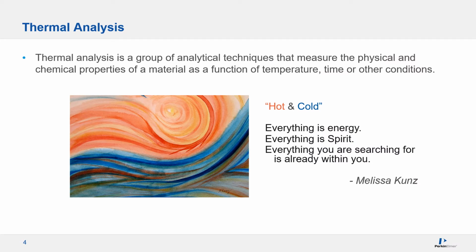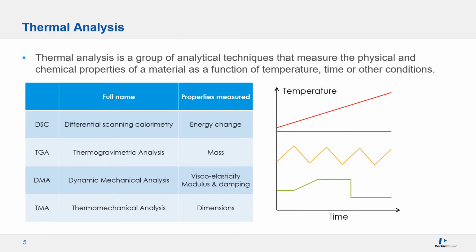Thermal analysis is a group of analytical techniques that measure the physical and chemical properties of a material as a function of temperature, time, or other conditions. The temperature range can go from liquid nitrogen temperature to over 2000 degrees C, so we are swinging between very hot and very cold temperatures. There's a lot of physical chemistry involved, like energy, enthalpy, heat capacity, sometimes chemical reactions as well, such as polymer curing, cross-linking reactions.